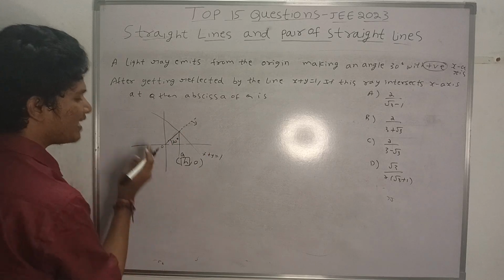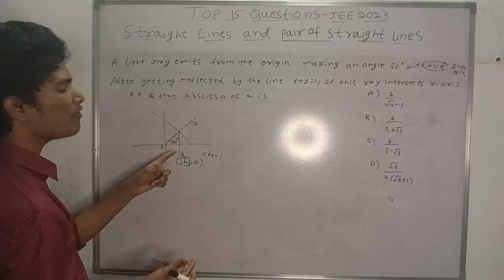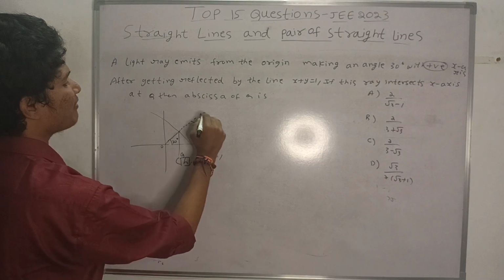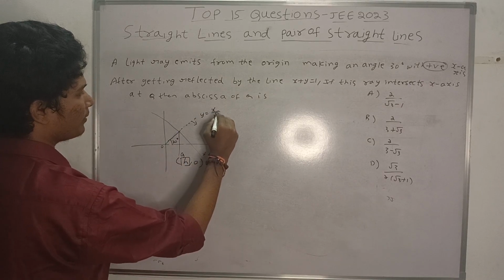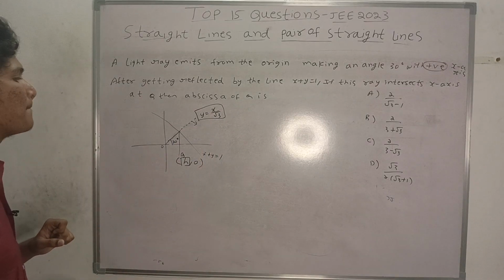What is the equation of this line? It is passing through the origin. So the equation is y equal to mx type. And what is the slope here? m equal to tan theta, that is tan 30. Tan 30 is 1 by root 3. So the equation is y equal to x by root 3. This is the equation and this is a line.